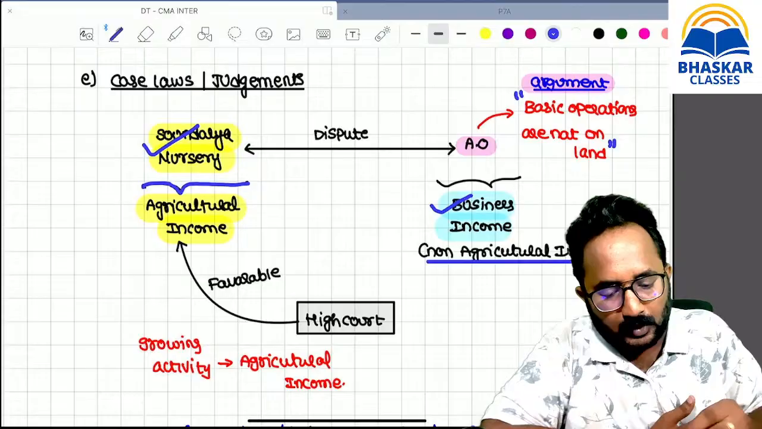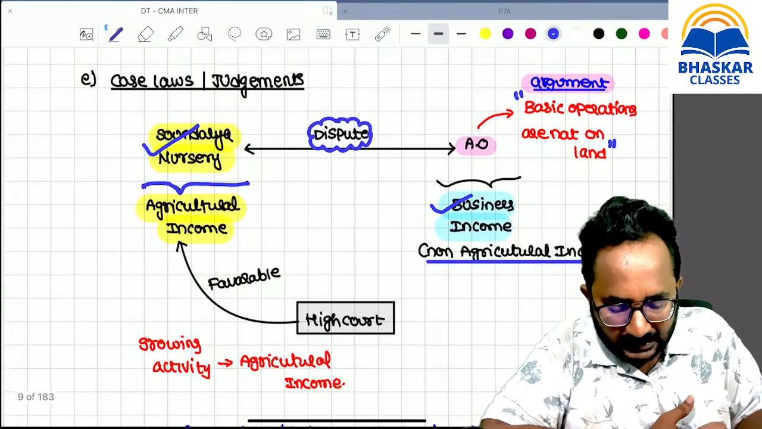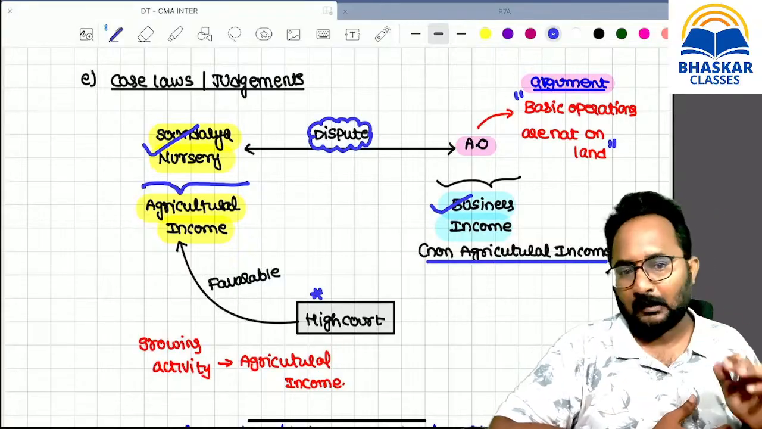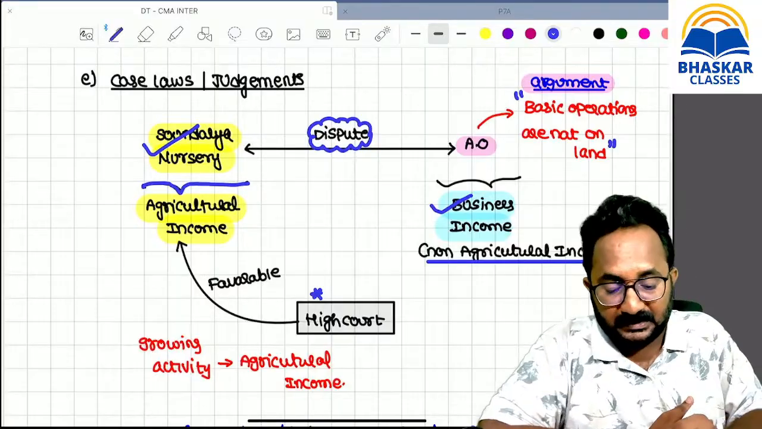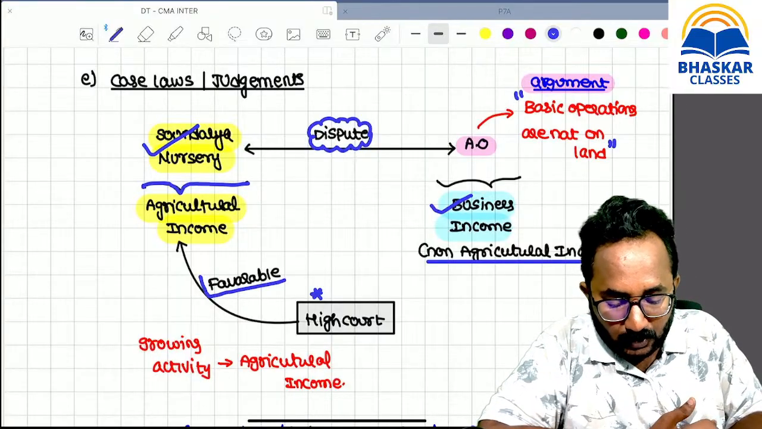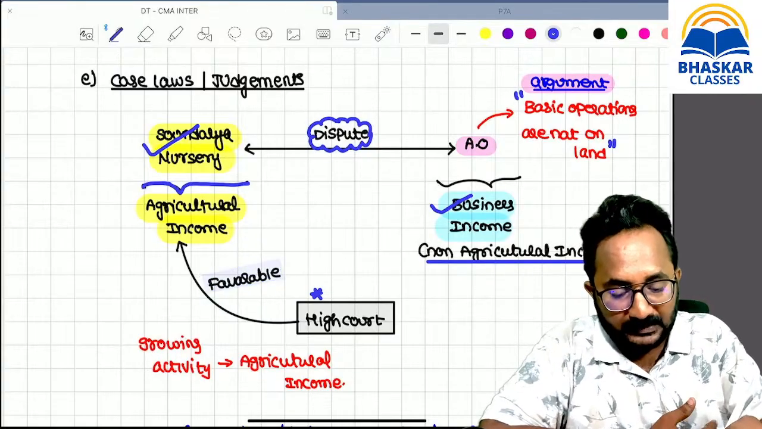There is a dispute between the department and the Assessee, so they go to the High Court, the Madras High Court. Here the decision is given in favor of whom? Soundarya Nurseries only. What is the basis for it?